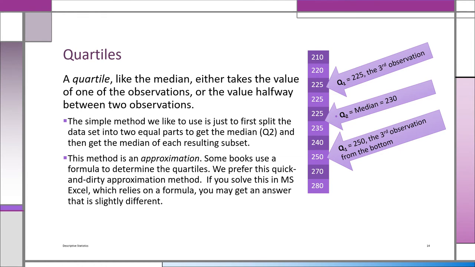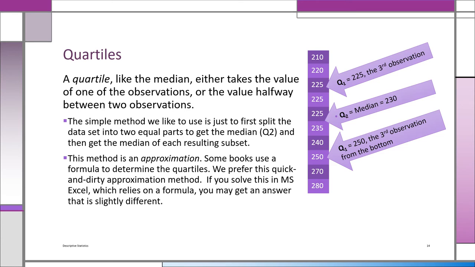If you were to do that, again, you've got five numbers starting with 210, ending with 225. So Q1 now is the third observation, or 225. Take the five numbers above the median. That's 235, 240, 250, 270, 280. Get the median of those five numbers, and that'll give you an approximation to Q3, and that becomes 250.